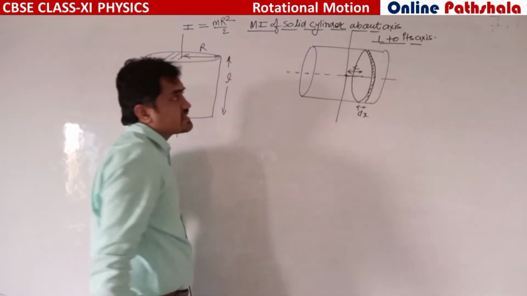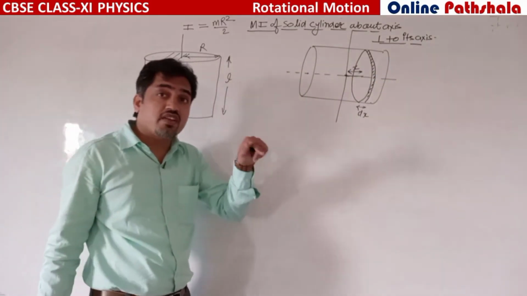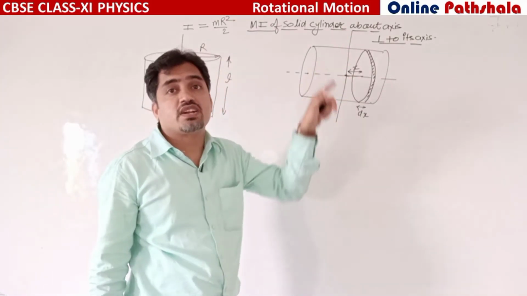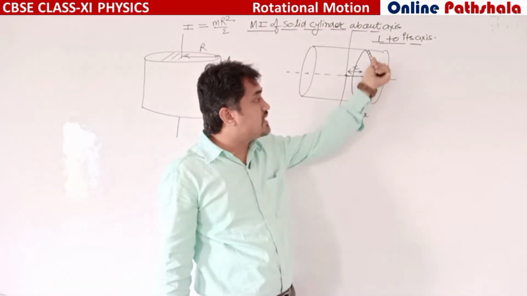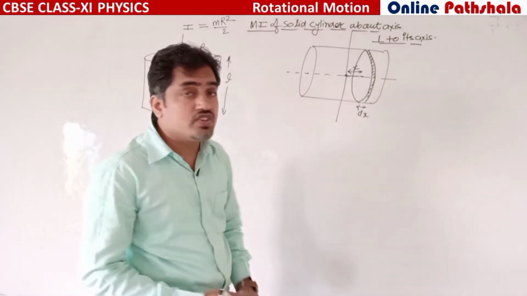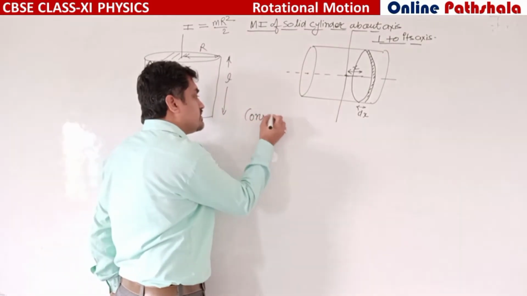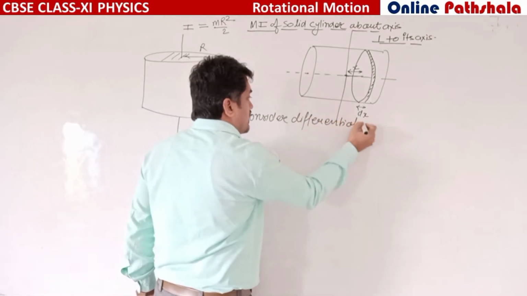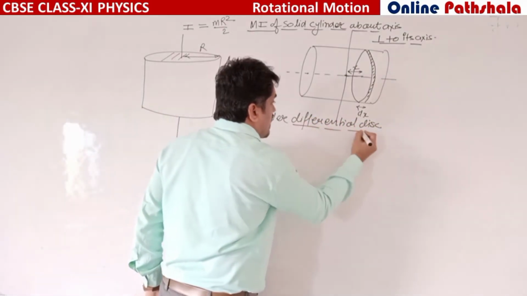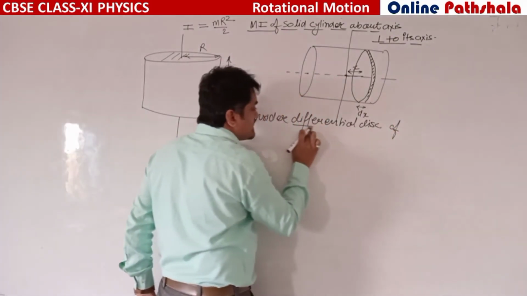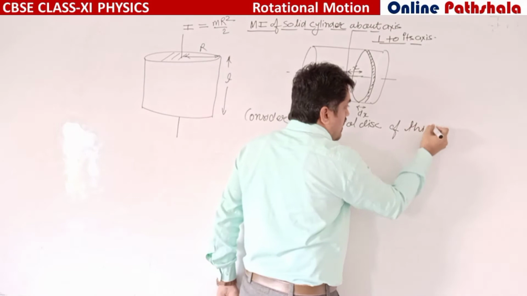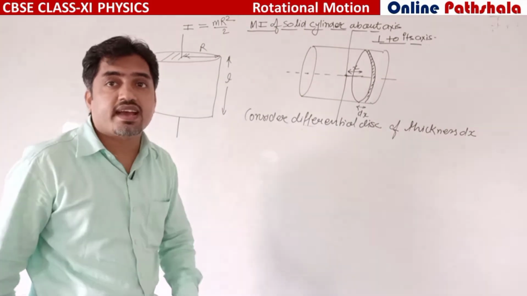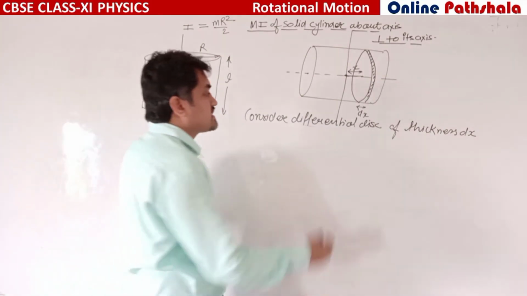This horizontal line is the axis of the cylinder, and we are finding the moment of inertia about this perpendicular axis, this vertical axis. So what are we doing? We are considering a differential disk of thickness dx at distance x.